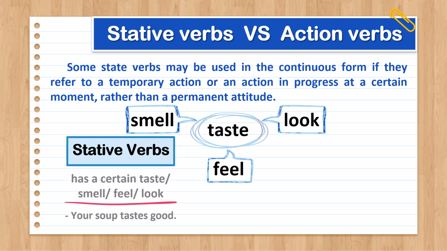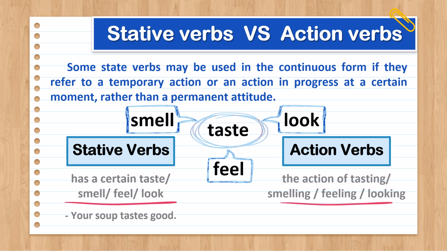For example, your soup tastes good. We are describing its quality, the quality of the soup. It is stative. But if I say he is tasting the soup, he's doing the action of tasting. This is an action verb. Same goes for this flower smells nice, or she's smelling the flower. The first one is stative verb. The second one is action verb.